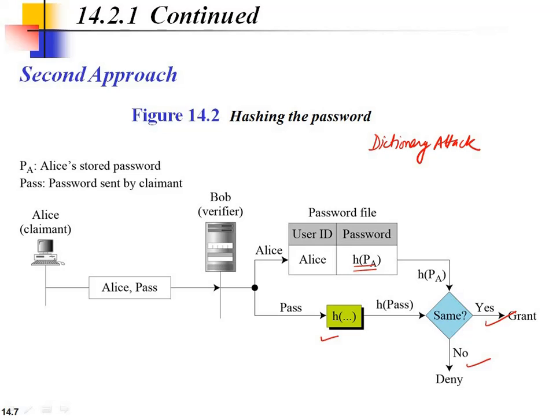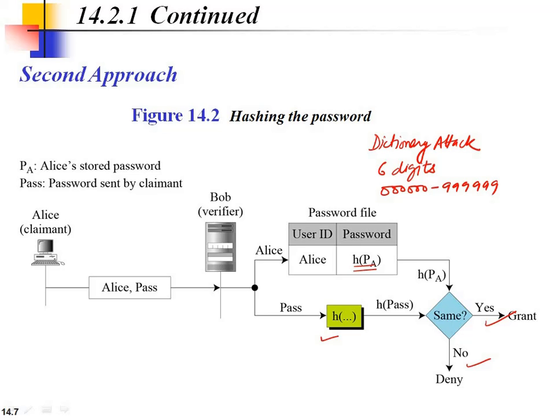So what happens in a dictionary attack? The adversary is interested in finding the password regardless of the user ID. For example, if you assume that the password is of 6 digits, then the adversary will create a list of 6-digit numbers, that is from 000000 to 999999, and then apply the hash function to every number. This results in a list of 1 million hashes.